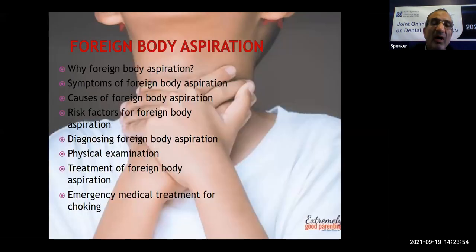To treat a solid object during aspirated material, we must pay more attention. This is the universal sign for choking, and it means the patient needs vital help. We must know about foreign body aspiration: its symptoms, cause, risk factors, diagnosing the place of the material, physical examination, treatment, and emergency medical treatment of a child.